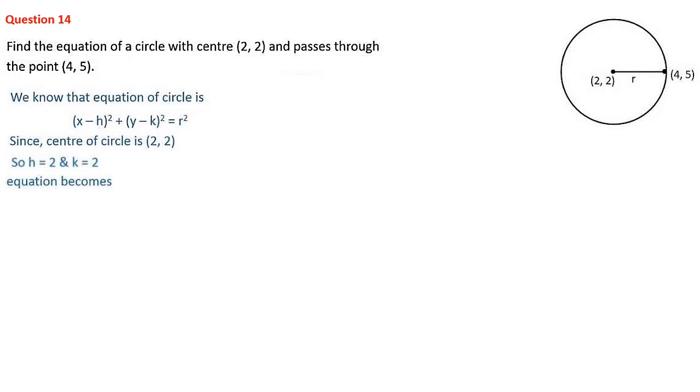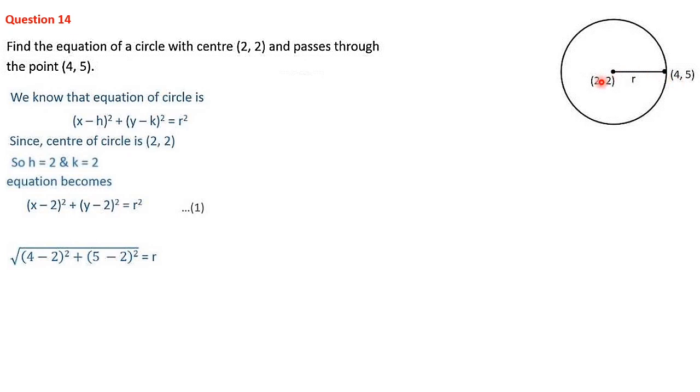That means the equation becomes (x - 2)² + (y - 2)² = r². That is equation number 1. Here r is missing. If we put r², then fine, the equation is ready. For finding r, quite simple. You see here r is the distance between these 2 points. Let's find the distance between these 2 points by using the distance formula.